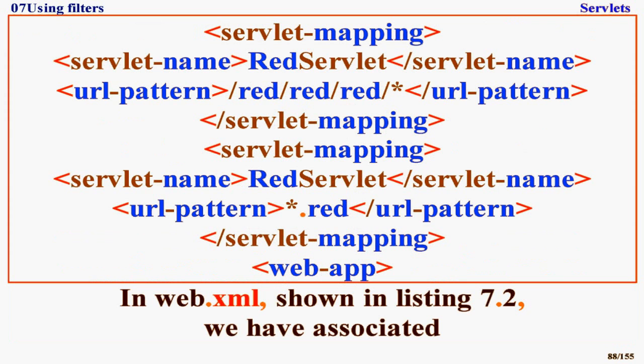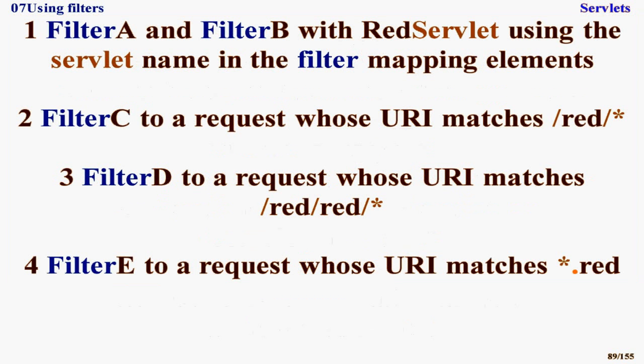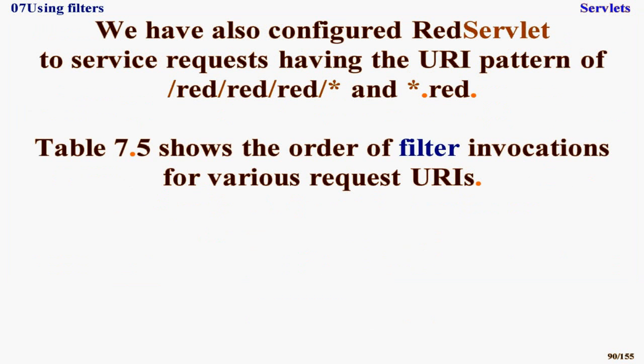In the web.xml shown in Listing 7.2, we have associated, one, FilterA and FilterB with red servlet using the servlet name and the filter mapping elements. Two, FilterC to a request whose URI matches red. Three, FilterD to a request whose URI matches red. Four, FilterE to a request whose URI matches red. We have also configured red servlet to service requests having the URI patterns of red.